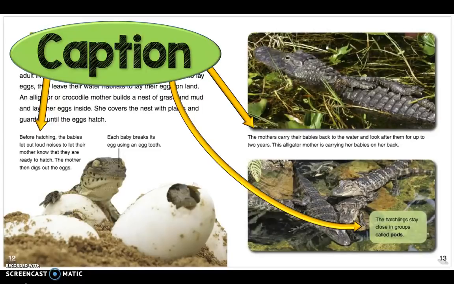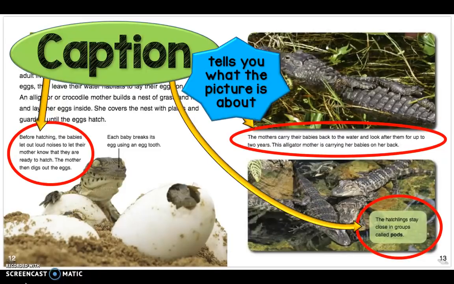Underneath that top picture says the mother carries their babies back to the water and look after them for up to 2 years. The alligator mother is carrying her babies on her back. Wow, I did not even see that when I looked at the picture the first time. So, if I read the caption, I could see closely that there are baby alligators on that mother alligator's back. The caption tells you what the picture is about.